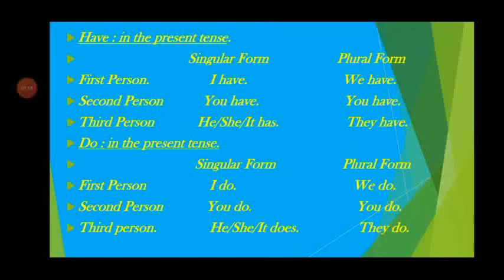So note that with the third person singular, we use has in the present tense. And do in the present tense. First person, I do. And plural form we do. Second person you, with both singular and plural form the same, you do, you do. Third person he, she, it, that is singular. Along with that we add does to form the verb. They do, that is added with plural form.